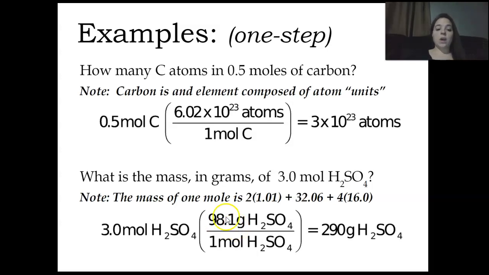Sulfuric acid. All right, so 3 moles. I got to get out of the moles. How do I do that? Well, I got to put moles on the bottom. 1 mole weighs 98 grams. So I put 1 mole on the bottom, cross out my moles, and I'm left with grams. So 3 times 98 gives me 290 grams of sulfuric acid.